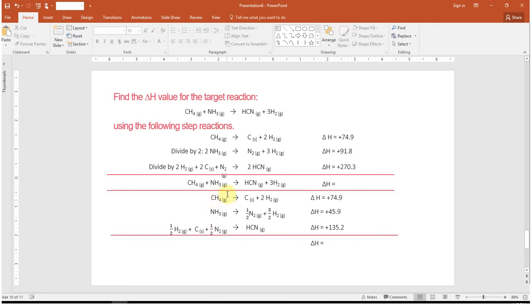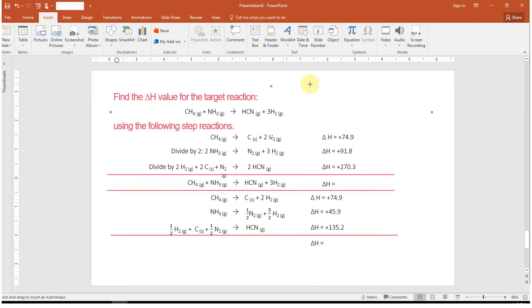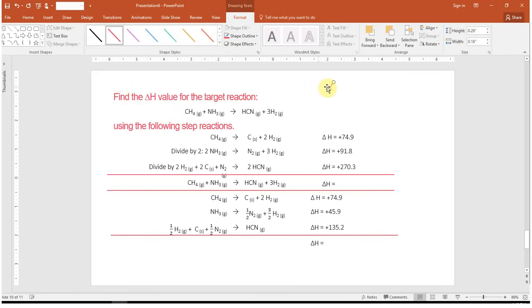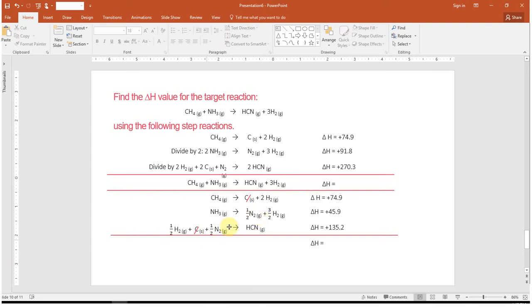If we were to add this up, at the moment, we would have methane plus ammonia plus 1/2 H2 plus carbon plus 1/2 nitrogen reacting to form carbon plus 2 H2 plus 1/2 N2 plus 3/2 H2 plus HCN. But we can cancel anything that is the same on both sides. So let's go ahead and do that. First things first, I see a carbon here and a carbon here. Now I also see 1/2 N2 here and here, so I can get rid of those. I also see a 1/2 hydrogen. Now I have 2 and 3/2, so I'm just going to cancel out one of those.